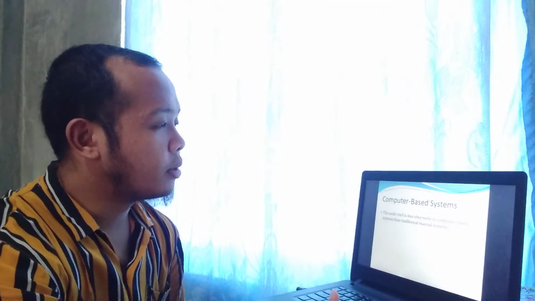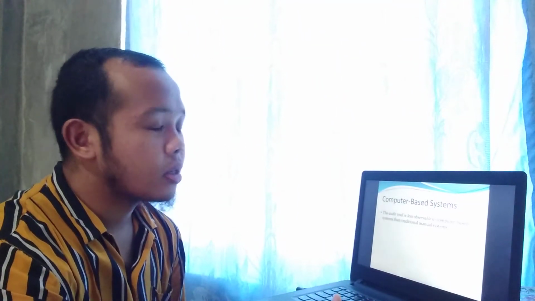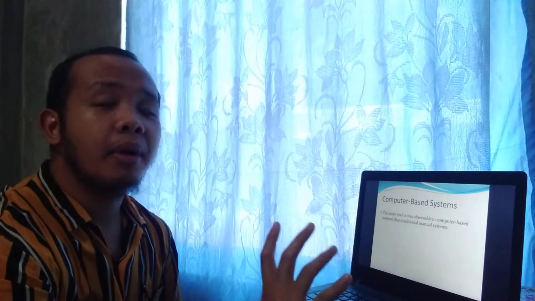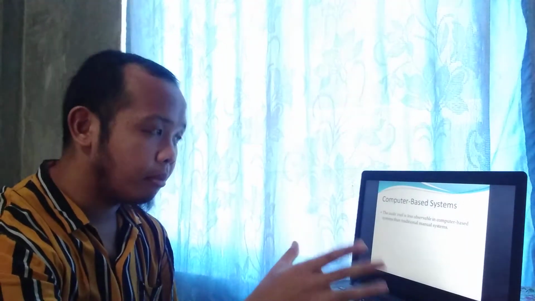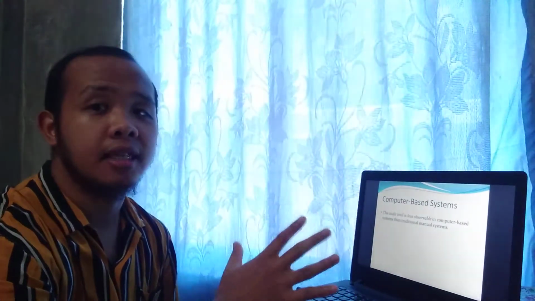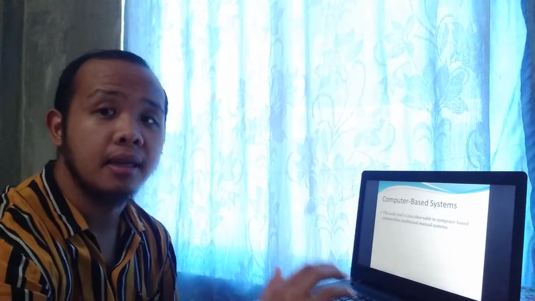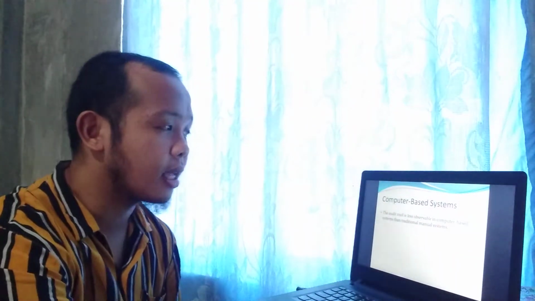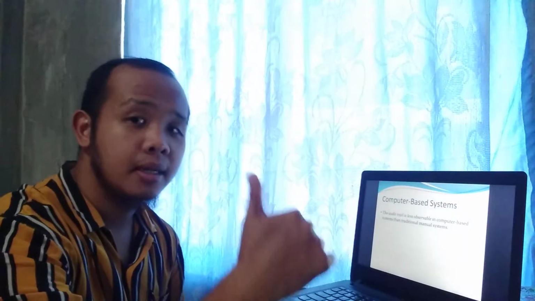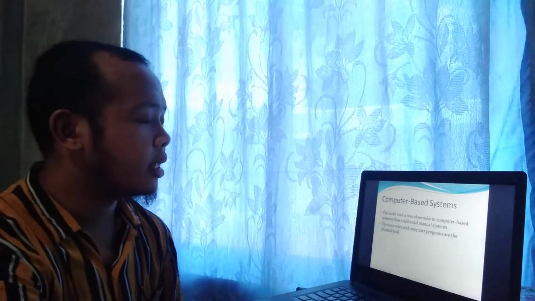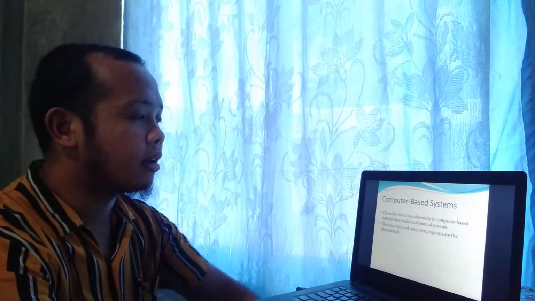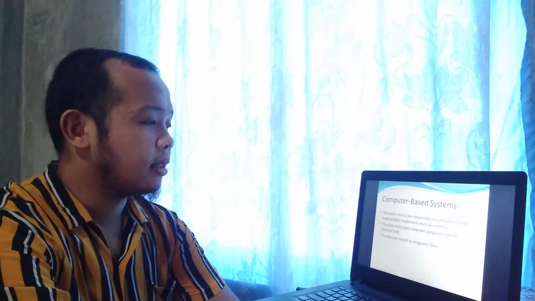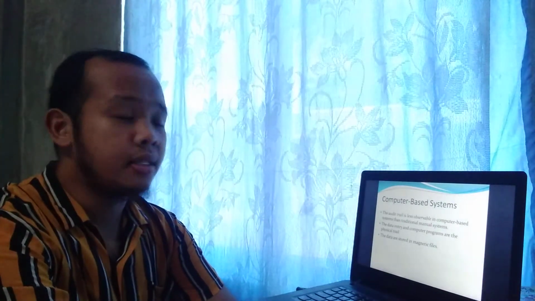Next, computer-based systems. In manual systems, which differ from computer-based systems, especially the audit trail. The audit trail is less observable in computer-based systems than in traditional manual systems. Data entry in computer programs is the physical trail. The data are stored in magnetic fields.